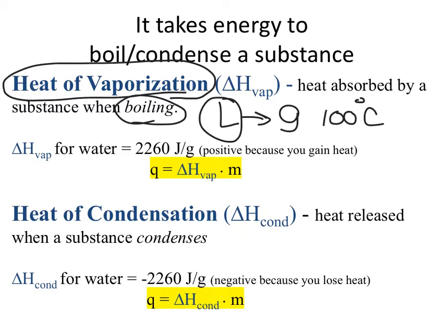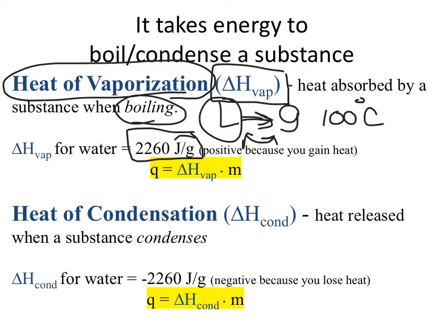So if it's before 100 degrees Celsius, we know that water is a liquid. Once it's at 100 degrees Celsius, we know that either liquid or gas is present. But when you're going from liquid to gas, in order to figure out how much heat, how much energy, is necessary, we use the heat of vaporization. Now, the heat of vaporization for water is a positive 2,260 joules per gram.